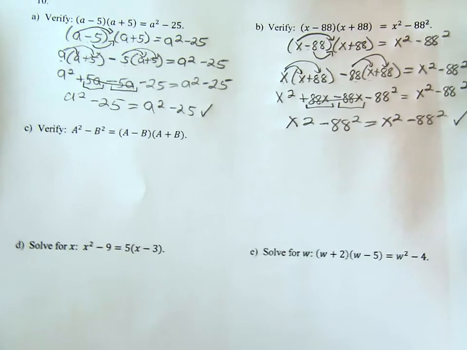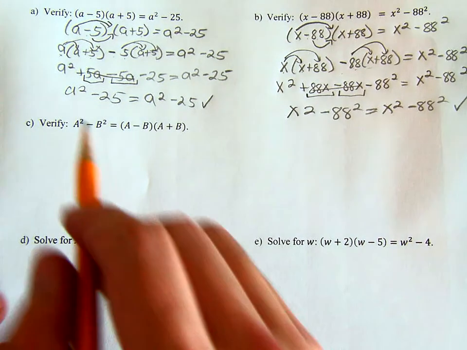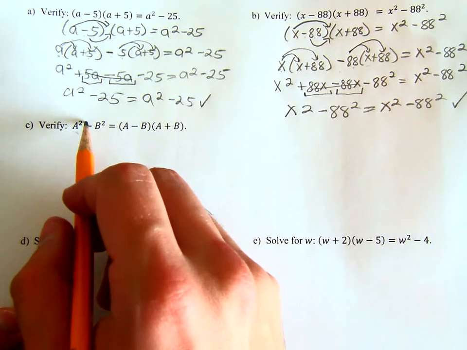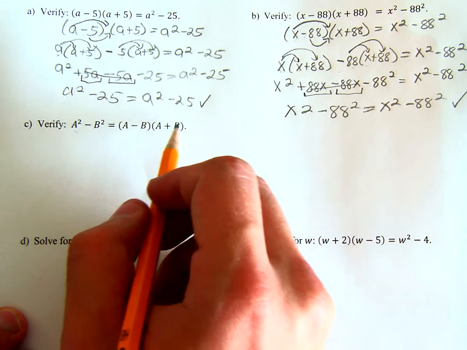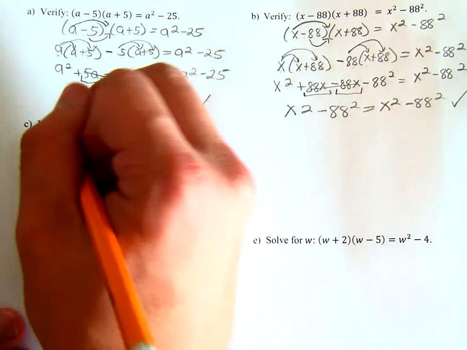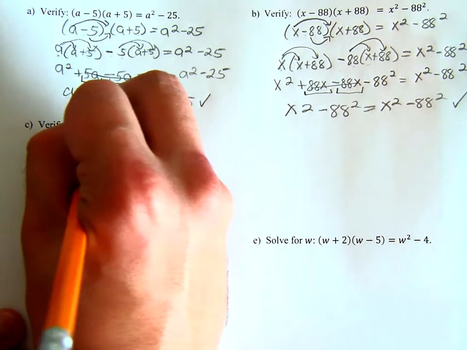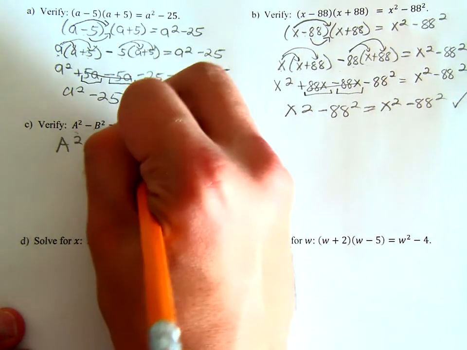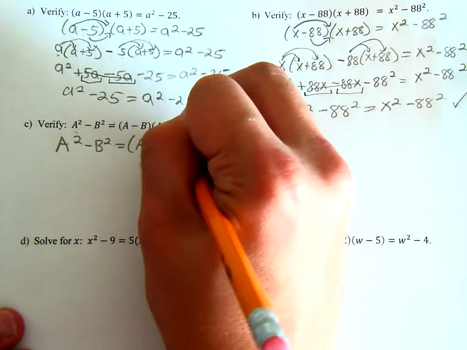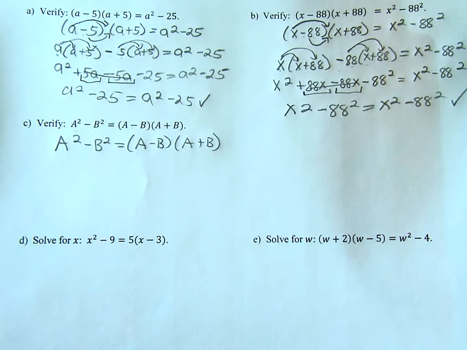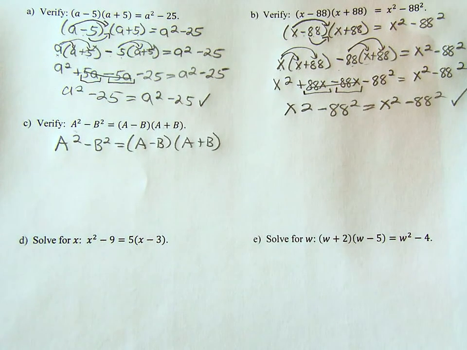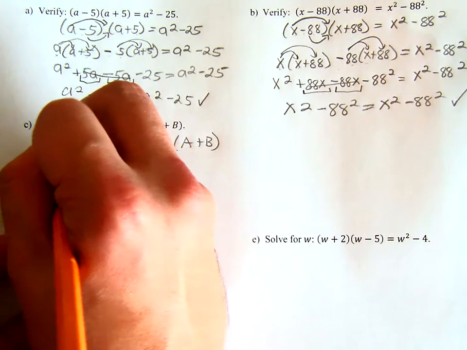Okay? So now the last thing that we're going to verify for C is the other way: that A squared minus B squared is equal to A minus B times A plus B. So we have A squared minus B squared is equal to A minus B, A plus B. And make sure with this one that you always use capital letters because that's what they gave us in the original problem. If you use lowercase letters, you're talking about a totally different variable. So in this case, make sure we use all capitals.